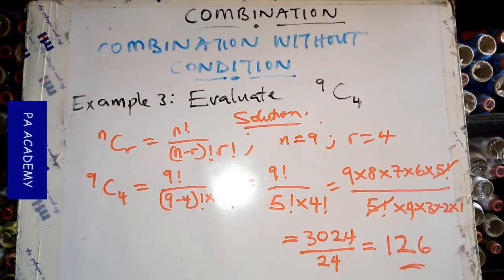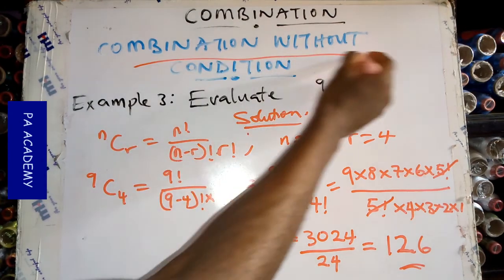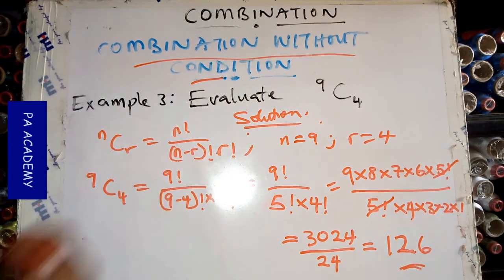So with that, we've come to the end of combination without condition. So in the next part of this video, we are going to be dealing with combination with condition. That means if you are asked to select or to choose from a given set of objects or elements, and you are being given some condition, how do you go about it? So that's what we are going to be looking at in the next part of this video.